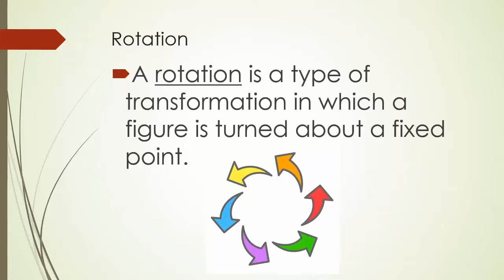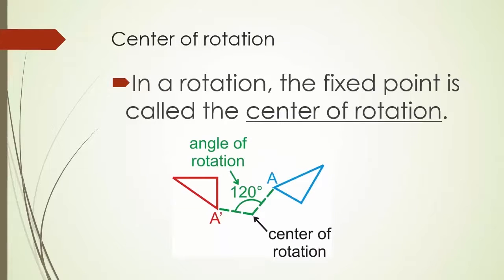Rotation. A rotation is a type of transformation in which a figure is turned about a fixed point. Center of rotation. In a rotation, the fixed point is called the center of rotation. So as you can see over here, our center of rotation is this point over here, and we are taking our blue image, or our pre-image, and rotating it 120 degrees counterclockwise to get this red image.